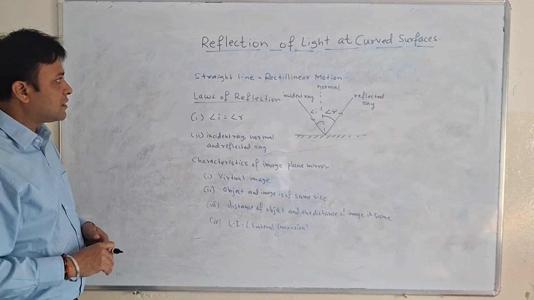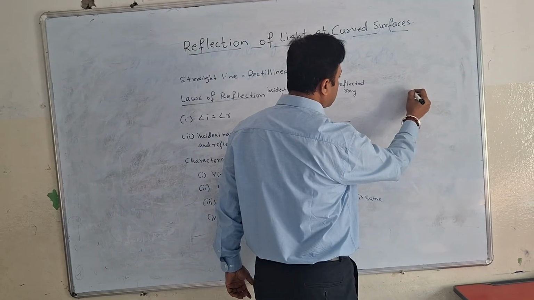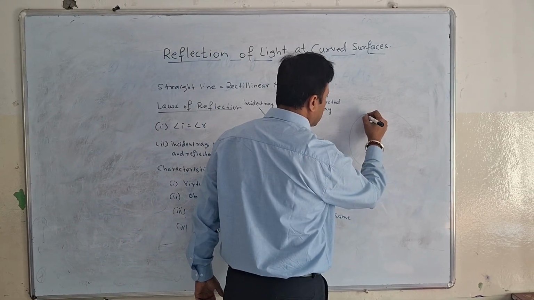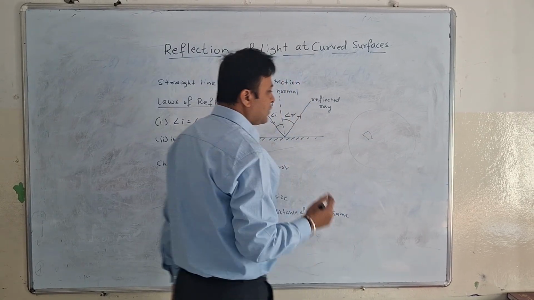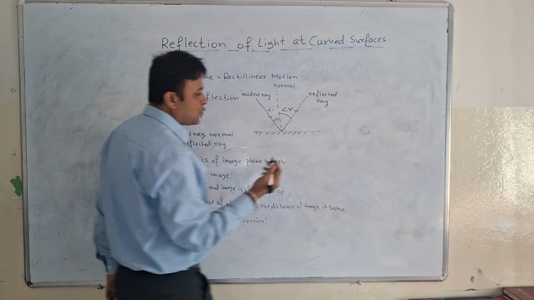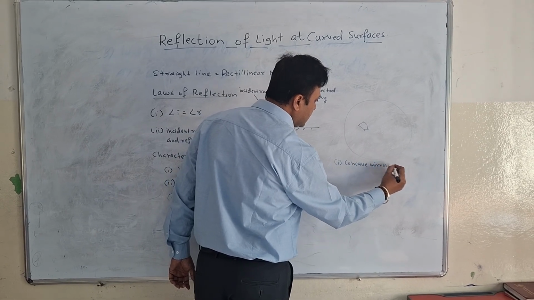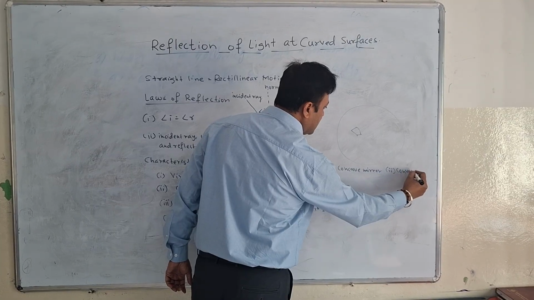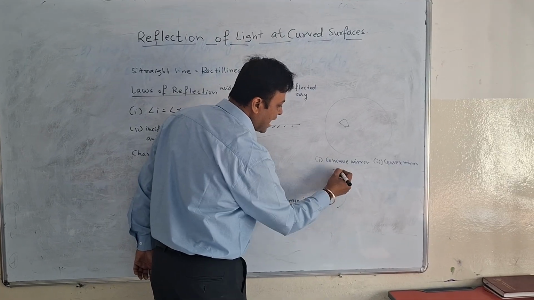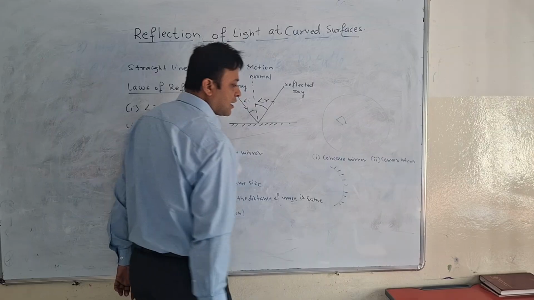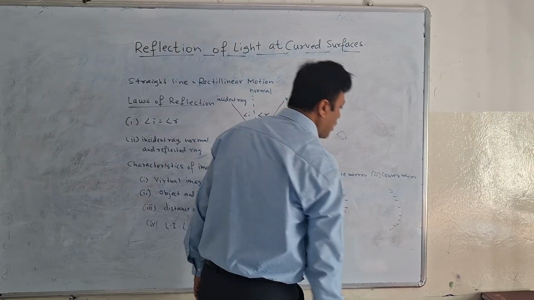Now coming on to the topic that we have, the curved surface. What is a curved surface? Suppose you have a sphere made of glass, and we take any part out of it. Then we get a curved surface. A curved surface can be of two types: one is the concave mirror and the other is the convex mirror. A concave mirror is one in which the outer part of the curved surface is silvered, and if the inner part is silvered, that is called a convex mirror.